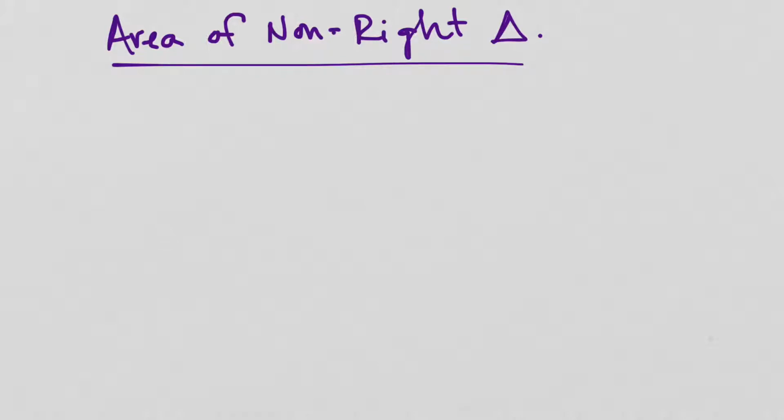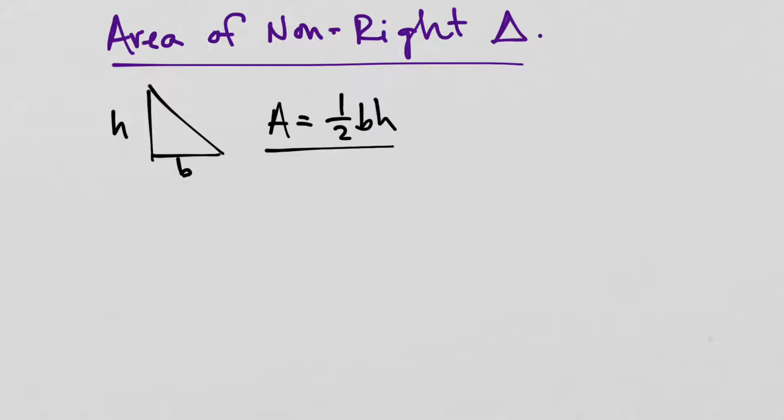Because if we're given a right triangle, what we know is we have something called the height, we have something called the base, and our area is 1/2 the base times the height. Okay, we know that formula. That's one that we've used this year.